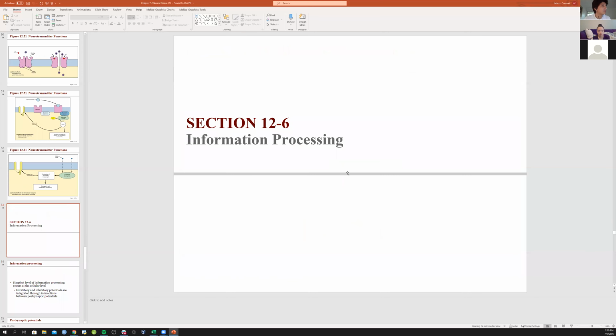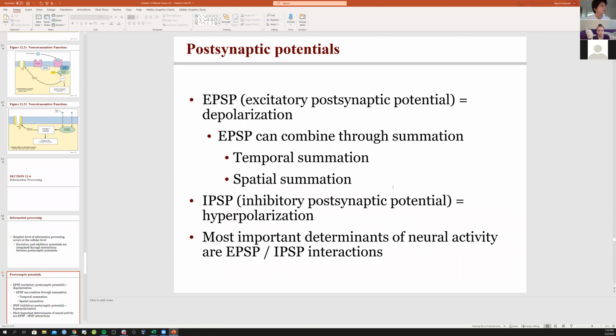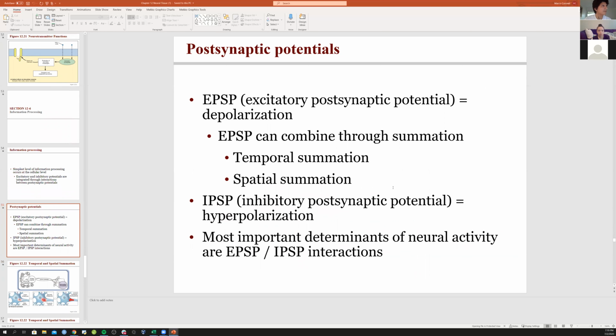Information processing: we talk about excitatory and inhibitory neurons. So these are two definitions of what happens in the postsynaptic neuron. Excitatory postsynaptic potential means that the postsynaptic neuron just became more positive. Inhibitory postsynaptic potential means that the postsynaptic neuron just became more negative.